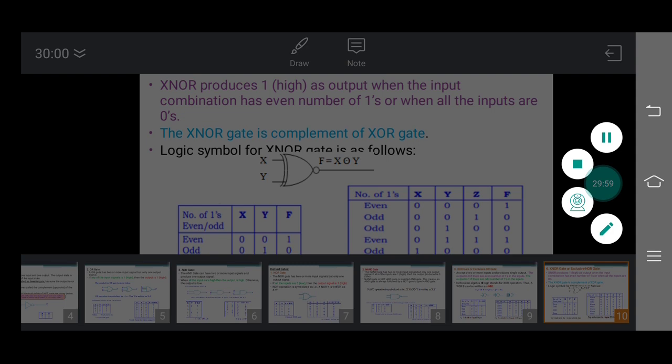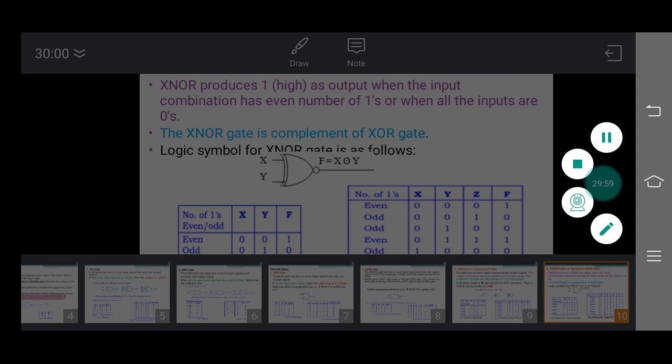So here a question can be asked: any one of the gate logic symbols is a compulsory question that can be asked for 1 mark. And they can also ask you to explain the gate. Any gate can be asked for explanation. Explain NOR gate, NAND gate, AND gate, OR gate, NOT gate, XNOR gate. Any gate can be asked for the explanation.